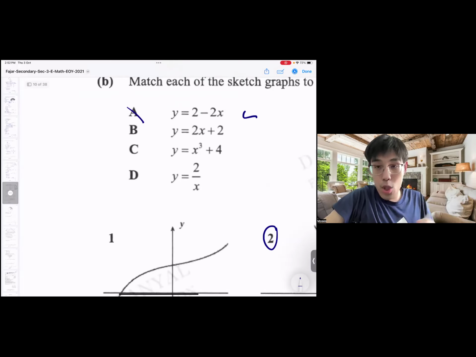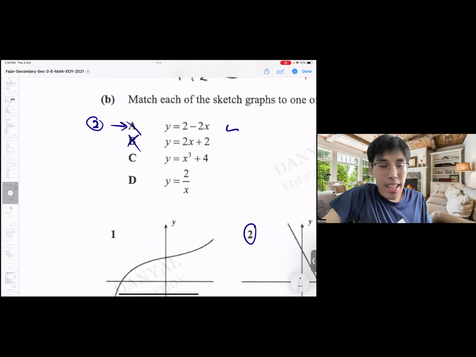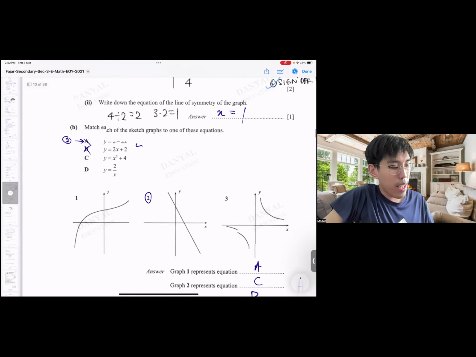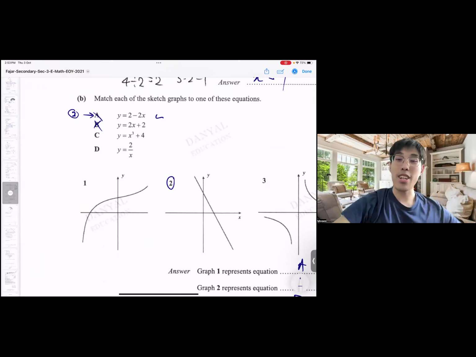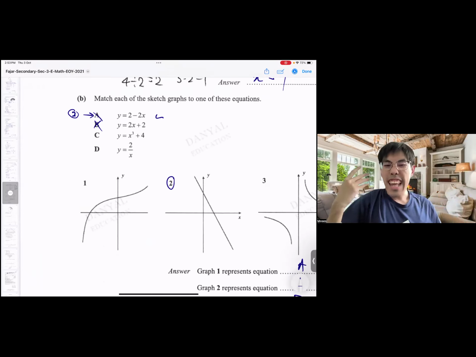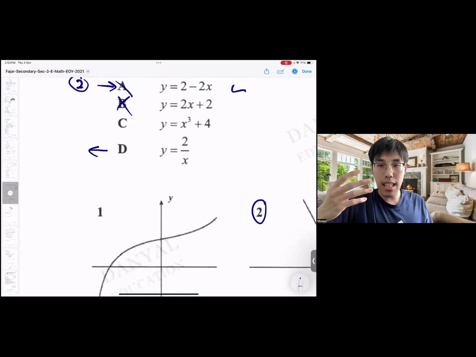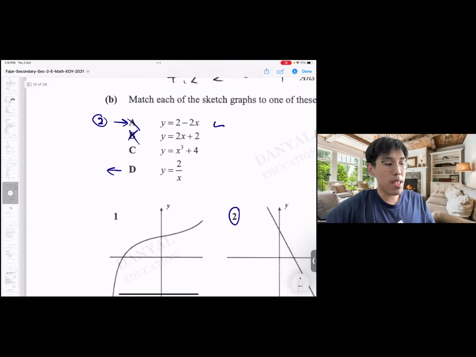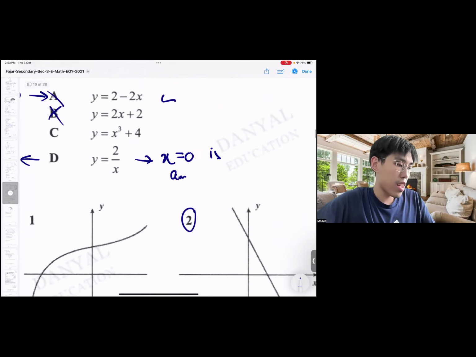Why? Because A is used up already. B is definitely not correct because A goes to 2. So the remaining, smart guess a bit. Okay, C and D must be either for graph 1 and graph 2 respectively. So how do we know that? If let's say you can't identify, let's say you didn't memorize, how? Test values. Test values. Okay, this is very straightforward. Why? Because if we look at equation D, x cannot be 0. X cannot be 0 because it's a division by 0, you get error. That means here in this case, x equals 0 is an asymptote.